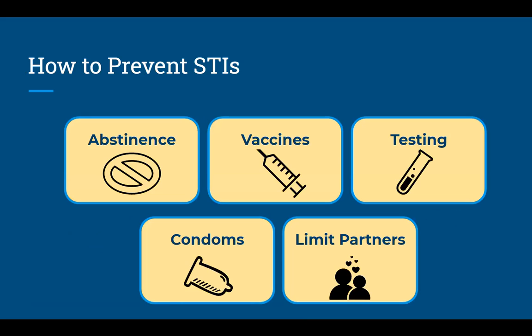Okay, now on ways to prevent STIs. First off, and the best way, is abstinence. So not having sex at all is the best way to prevent STIs.